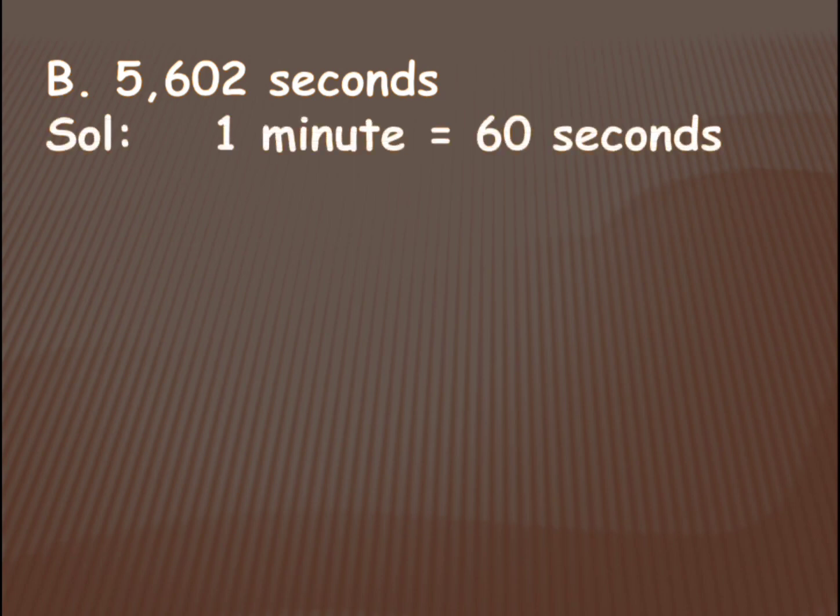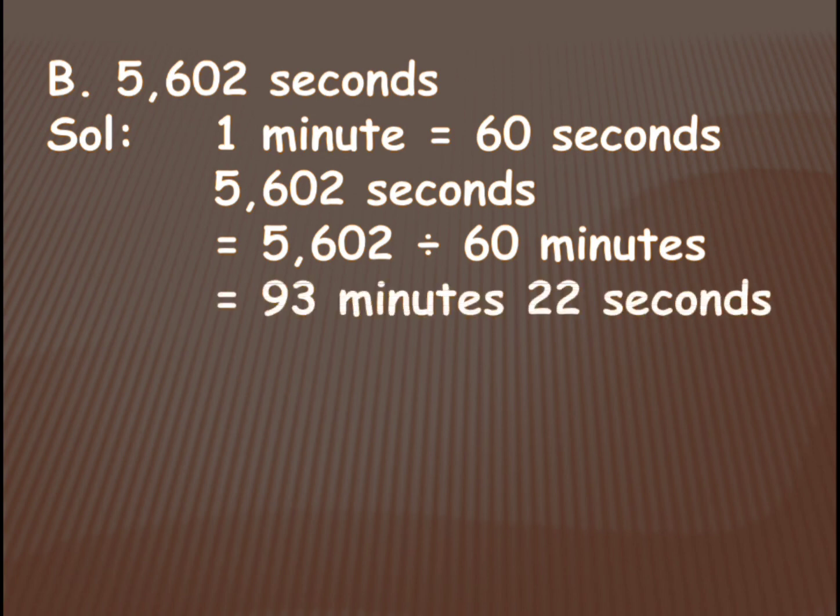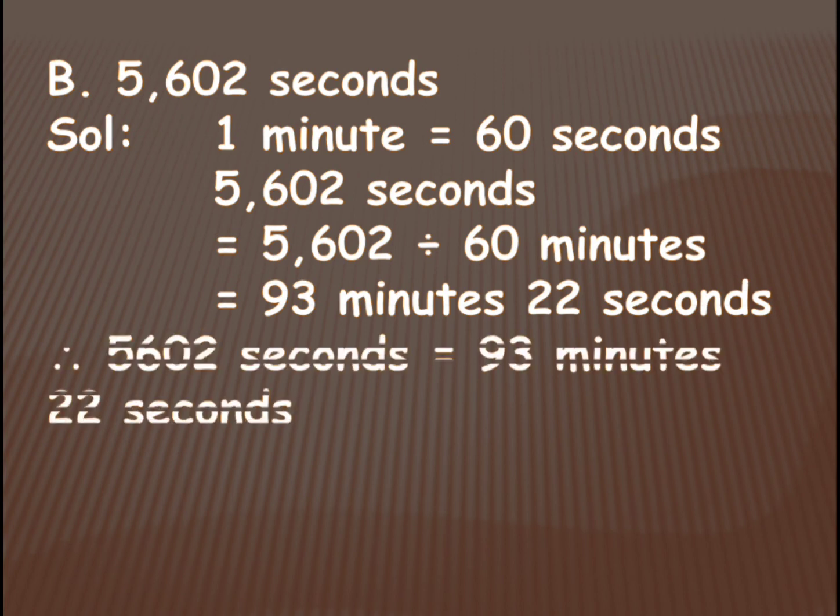5,602 seconds. So 1 minute is equal to 60 seconds, and 5,602 seconds should be divided by 60. Now here, children, you don't have 0 here, so we can't cancel the zeros. So you can do the division. You all know how to do the division, isn't it? You can do the division here in your problem, or in your rough column also. If you divide, you will get 93 minutes 22 seconds. 93 will be your quotient, which is minutes, and 22 will be your remainder, which becomes seconds. So finally you will write: 5,602 seconds is equal to 93 minutes 22 seconds.